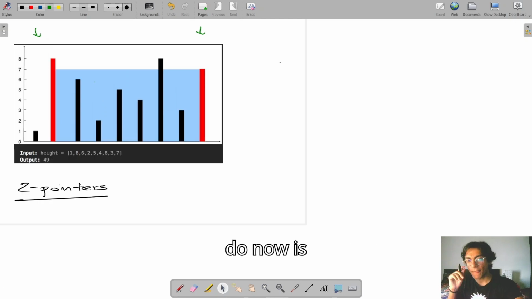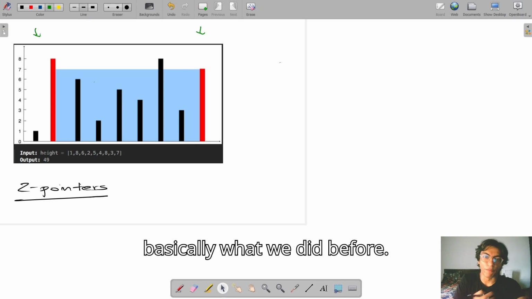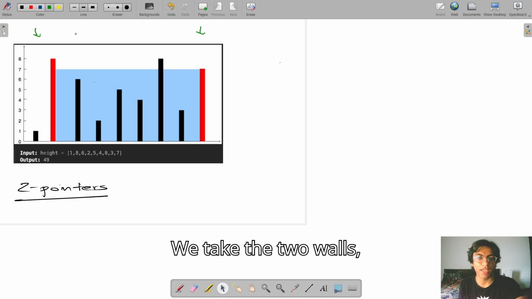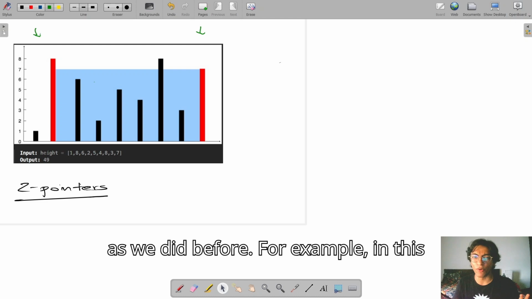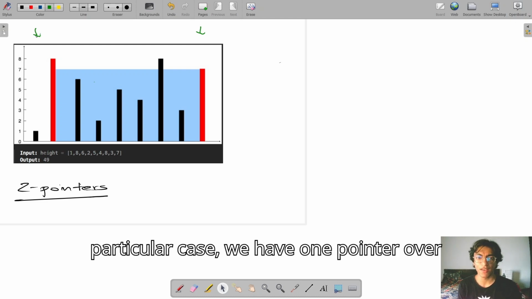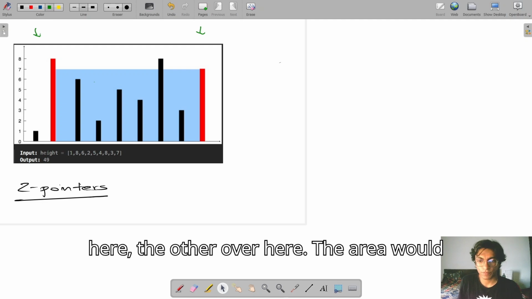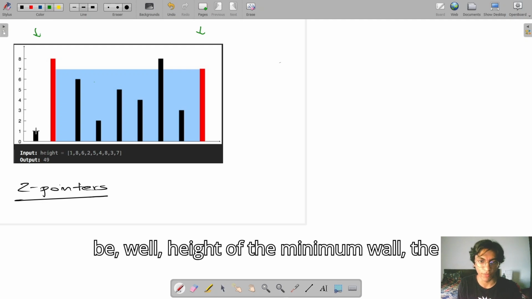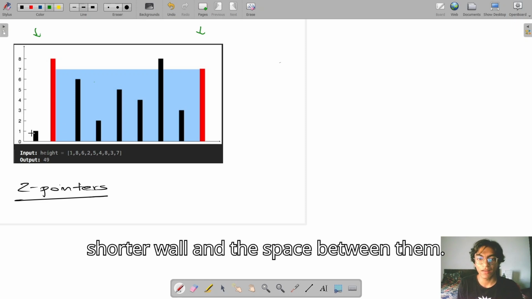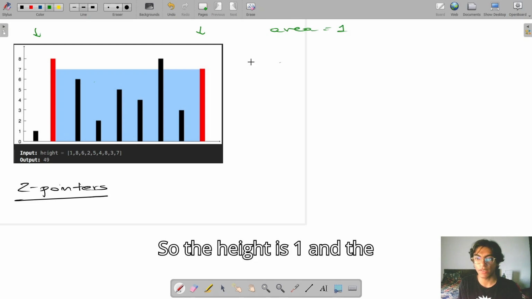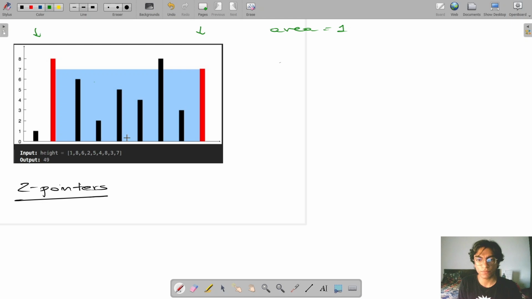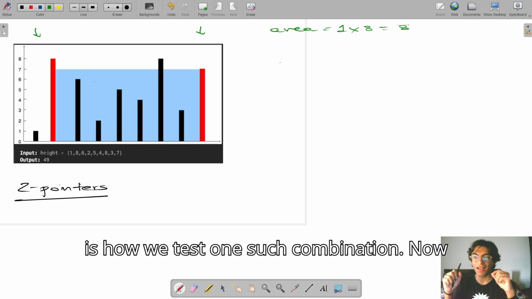What we're supposed to do now is basically what we did before. We take the two walls, we take out the area between them exactly as we did before. For example, in this particular case, we have one pointer over here, the other over here. The area would be, well, height of the minimum wall, the shorter wall, and the space between them. So the height is 1 and the area is 8. So 1 into 8 is 8. And that is how we test one such combination.